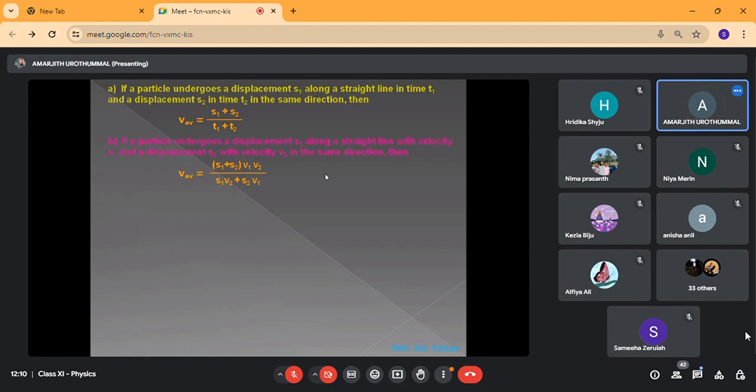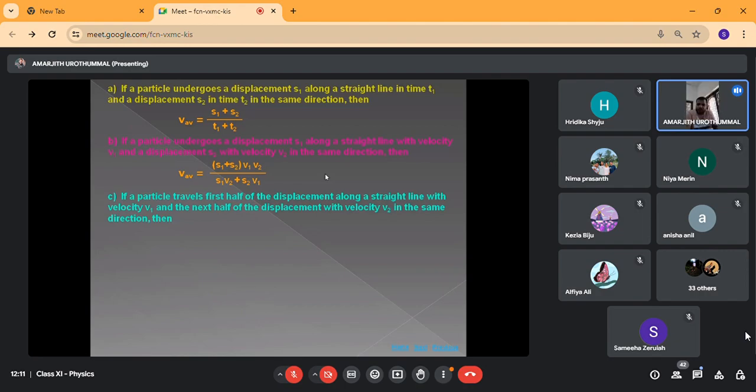First case, if the particle undergoes a displacement s1 along a straight line in time t1 and displacement s2 in a time t2, then average velocity will be s1 plus s2 divided by t1 plus t2. And the next case, if a particle undergoes displacement s1 along a straight line with velocity v1 and a displacement s2 along a straight line with velocity v2, then (s1 plus s2) into v1 v2 divided by s1 v2 plus s2 v1. This we can note down and we can use this while solving numericals.